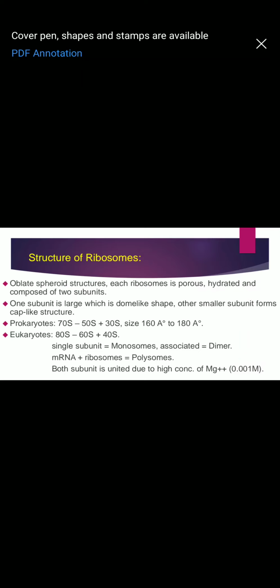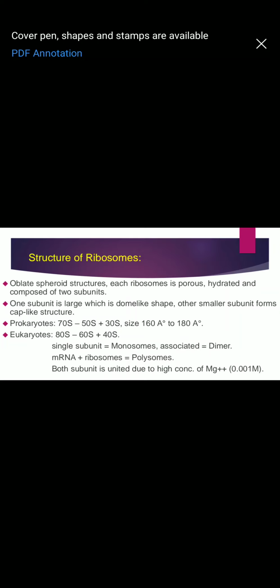These ribosomes are oblate spherical structures. They are porous, hydrated, and composed of two subunits. The larger subunit is a dome-like or dome-shaped structure, and the smaller subunit is a cap-like structure. So the dome always remains on the lower side, and the smaller subunit comes and makes a cap on the larger subunit.